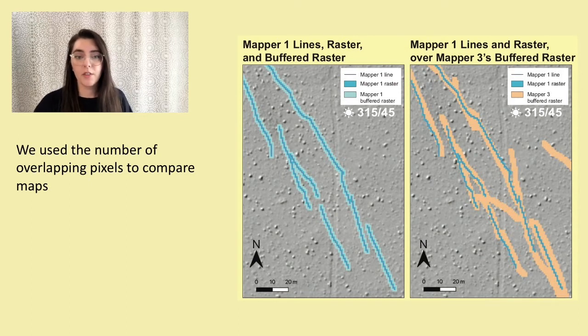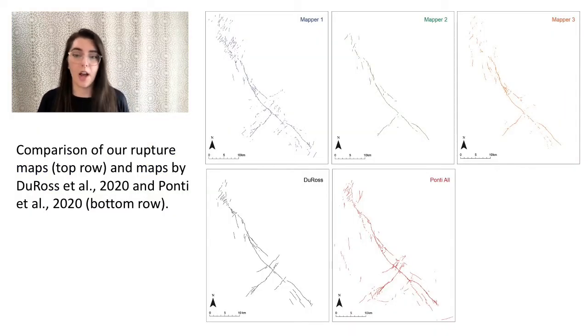And so then in the middle of the poster are the 5 rupture maps that we compare against. So the 3 across the top are by each of the authors. And then the 2 at the bottom are the 2 published rupture maps by Duross et al. and Ponti et al. from 2020. So they were put out last year. And both of those maps use a variety of different sources for their lines. So things like drone imagery or image differencing, field observations, etc.